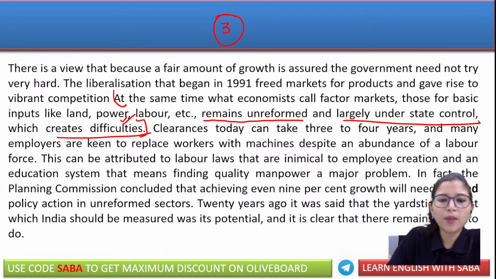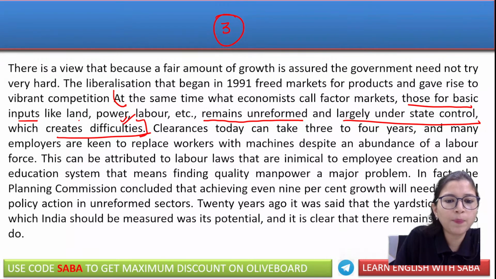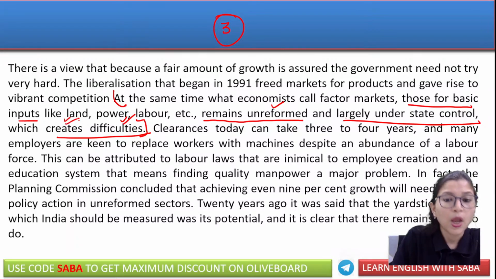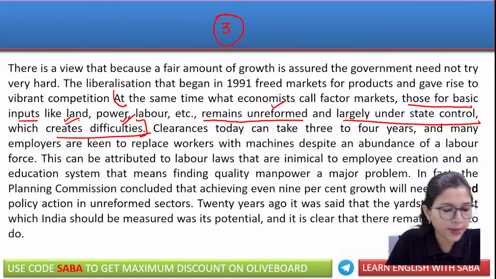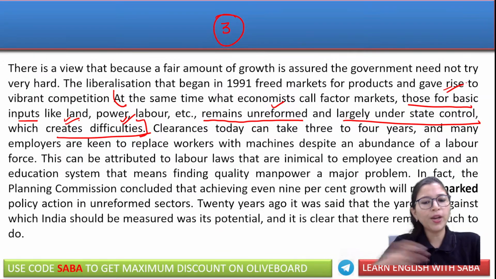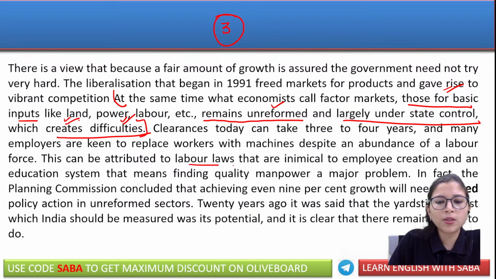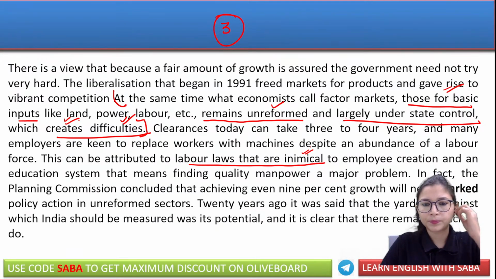See, at the same time, what economists call factor markets, those for basic inputs like land, power, labor, etc., remain unreformed and largely under state control, which create difficulties. Where it is given that they are stagnating, कहीं पर ये लिखा हुआ है कि they are stagnating. Is it written? Here only we are talking about basic inputs. Read this passage and tell me. See, it is given labor laws that are inimical to employment creation. All these things are given.